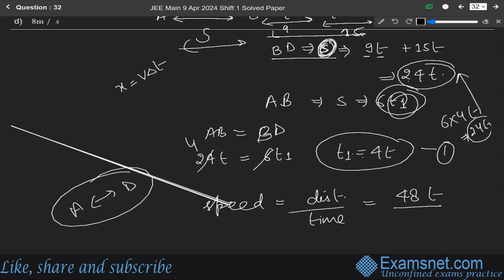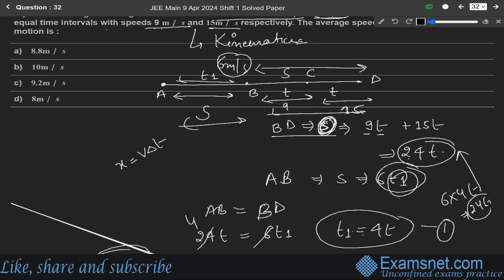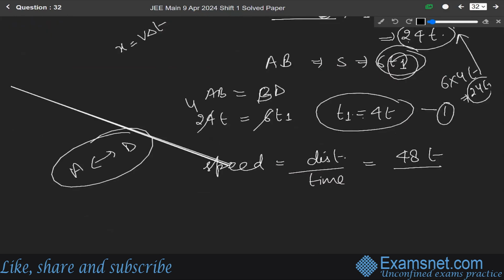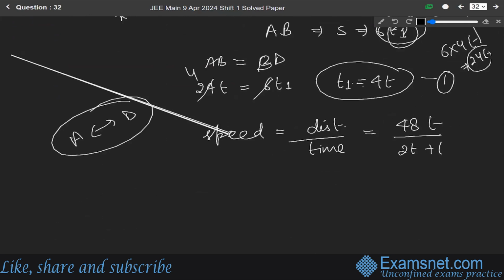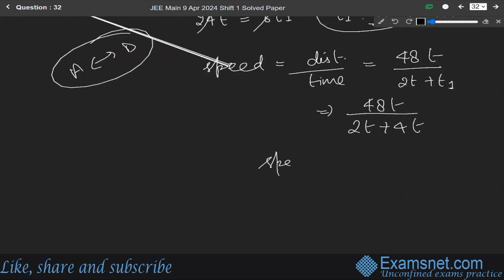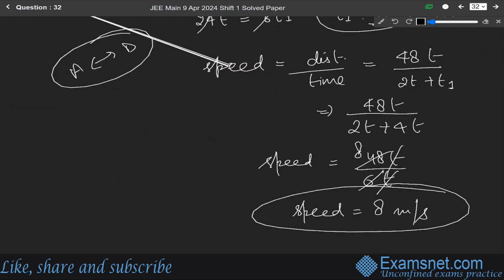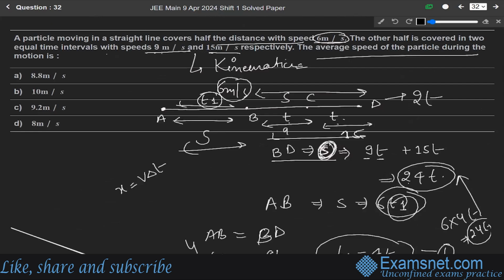The total distance is 48T over time. The time is something like this: this is T1, this is T and T, so the time is 2T plus T1. So speed will be equal to 48T over 2T plus T1, and from here T1 is 4T. So it will be 48T over 6T. T cancels, 6 8s are 48. So speed is equal to 8 meter per second. The average speed of the particle is 8 meter per second, which means the correct answer is option D.